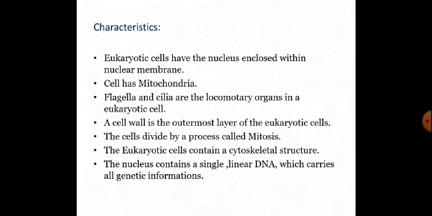The cell wall is the outer, thickest layer, and the cell divides by the process of mitosis. The eukaryotic cell contains a cytoskeletal structure. Cytoskeleton is like a backbone to which the organelles are fixed, like a skeleton. The nucleus contains a single linear DNA which carries all the genetic information. These are the characteristics of the eukaryotic cell.